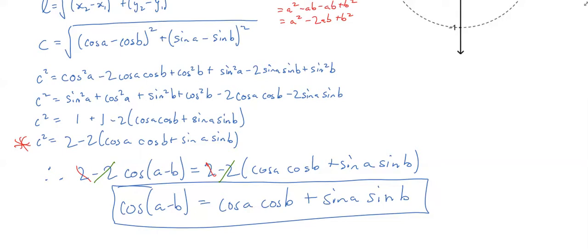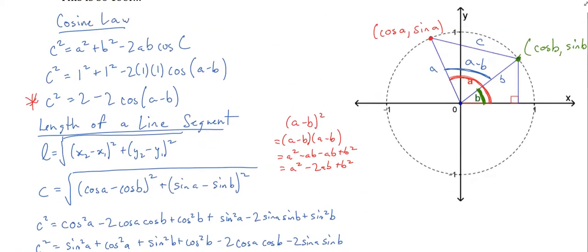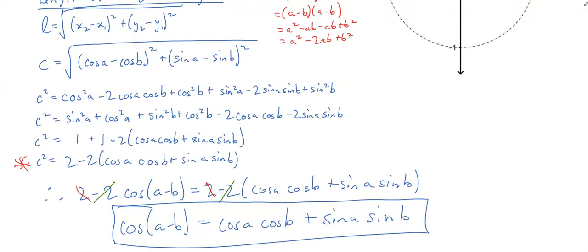Proof. Label the diagram correctly, because if you get your A's and B's in the wrong places, this proof with these letters isn't going to work. If you use the right letters, then you'd be fine. You've got to label the diagram. Cosine law, simplify a bit. Length of a line segment, simplify a bit. Binomial expansion is a little bit harder, a little bit messier. And then set the 2 equal to each other, cancel the 2's, and you've got it.